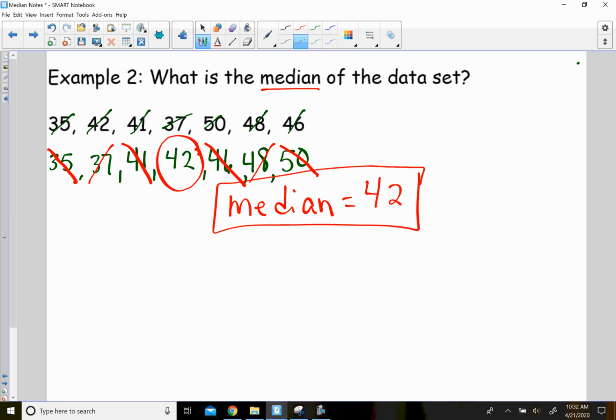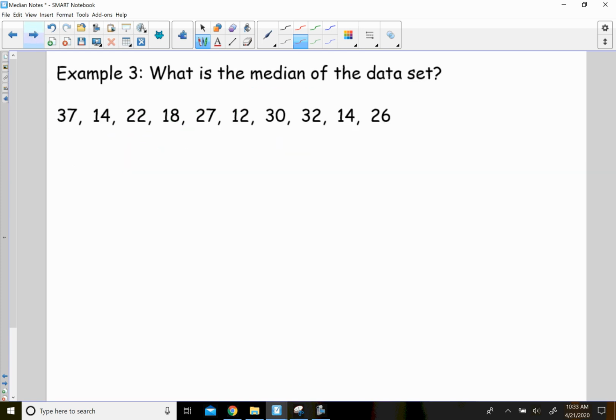Now you may have noticed that in both example 1 and example 2, I had an odd number of values. So somebody was left out in the middle that didn't have a partner. This next one is going to change up just a little bit. We're still going to find the median. What's the median of the data set?